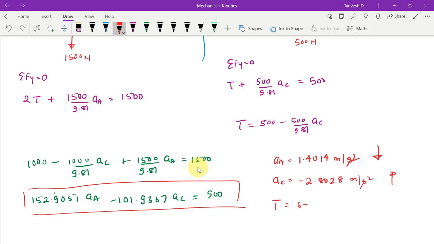Tension T comes out to be 642.8542 newtons. Okay, so this solves this numerical.